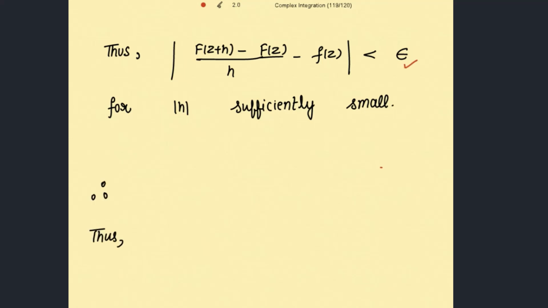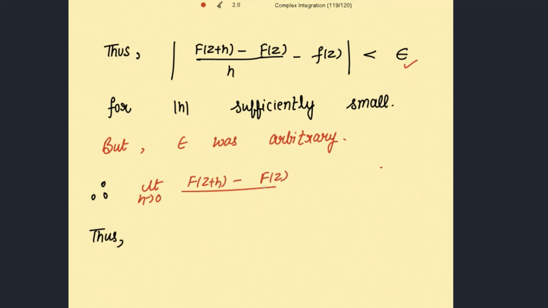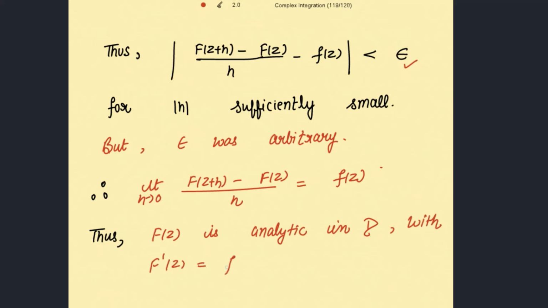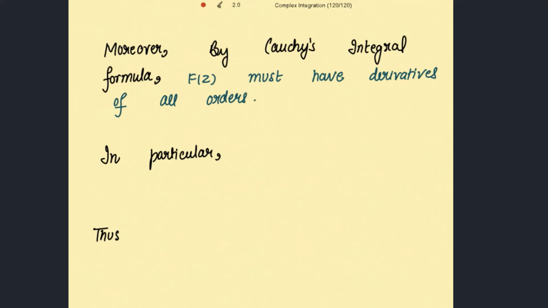But this epsilon was arbitrary, therefore the limit as h tends to 0 of F(z plus h) minus F(z) divided by h is equal to f(z). Thus, F(z) is analytic in D with F'(z) equal to f(z). Because we have to prove that the derivative of this F(z) exists at all the points in D, moreover, by Cauchy's integral formula, F(z) must have derivatives of all orders.